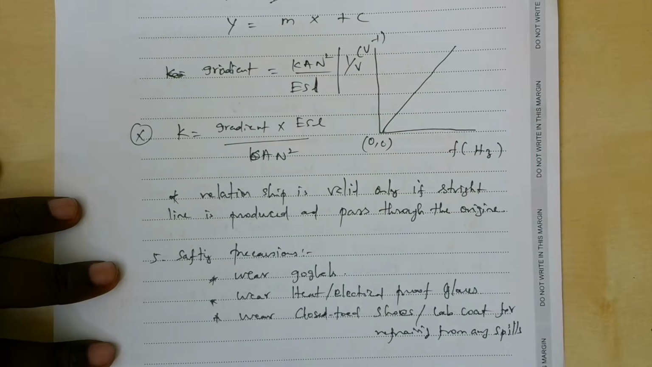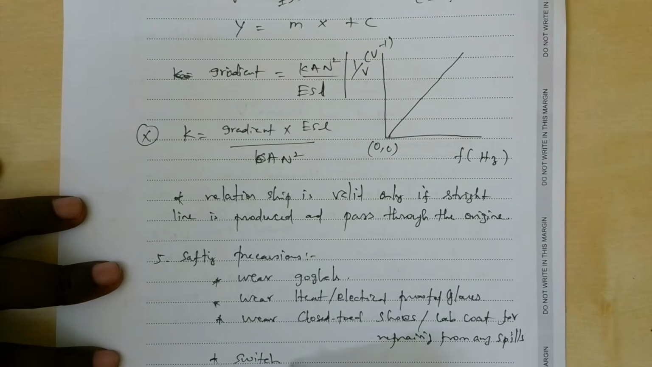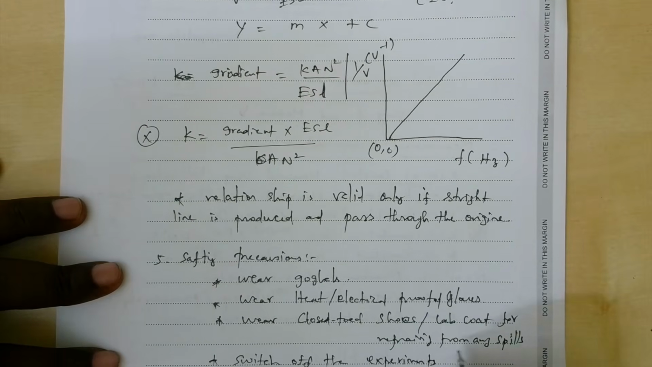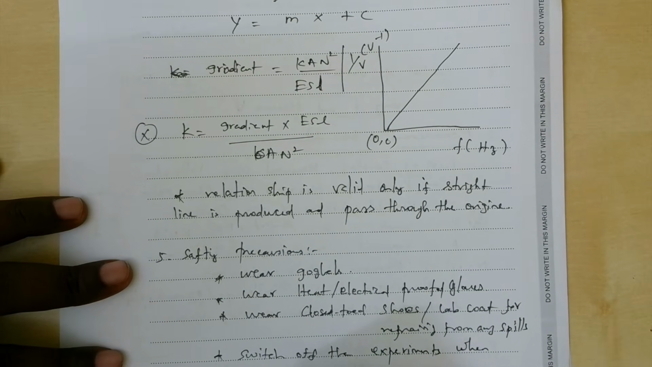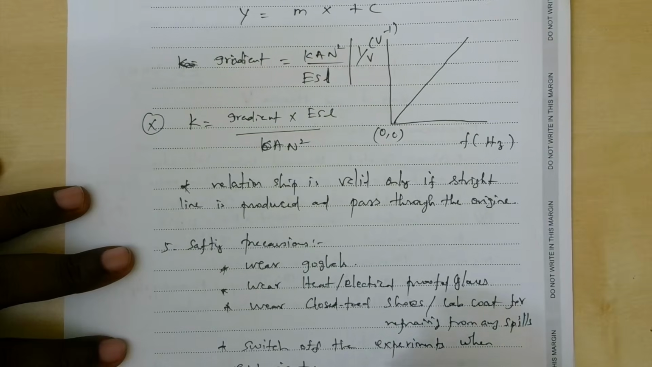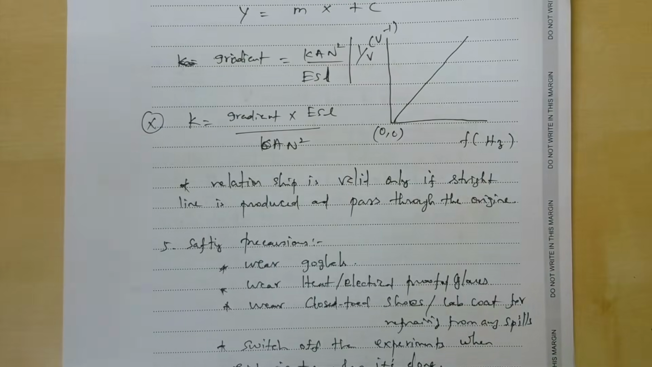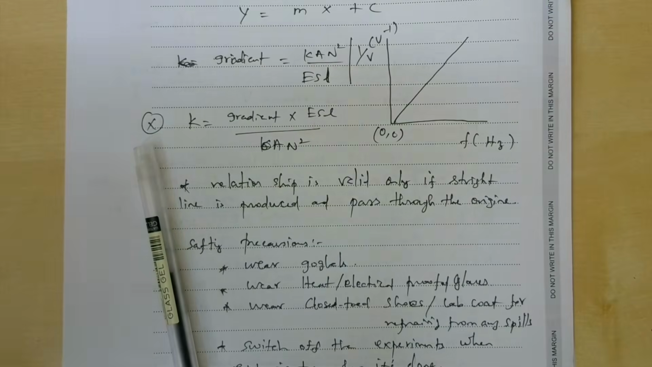And in case of electrical equipment, you can just write switch off the experiment when it is done. All this contains only 1 point, but sometimes it will be split into 2 marks. If you don't write it, you will be unlucky to get the mark. That's your first question. Let's do the second question.